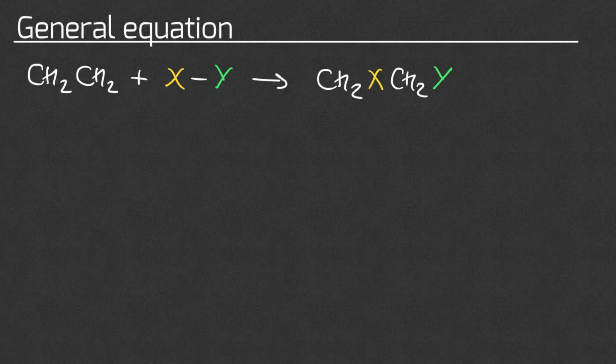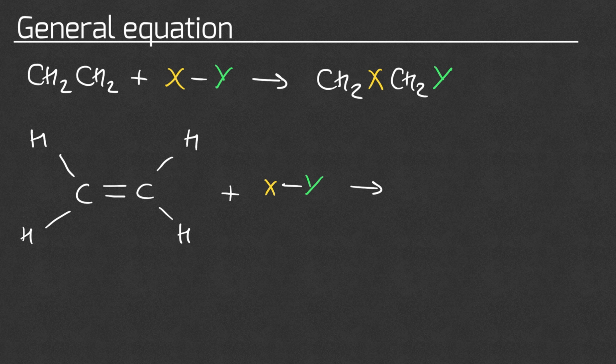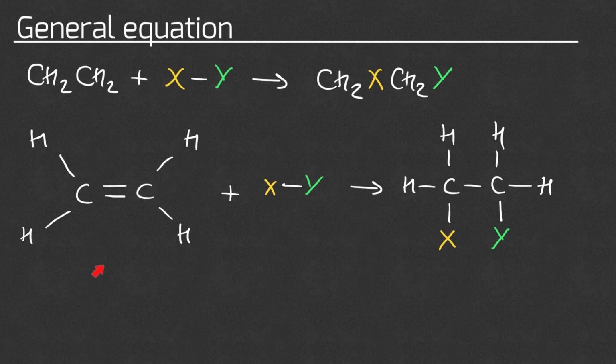The product of this reaction is where we add the X onto one carbon of the alkene double bond and the Y onto the other carbon of the alkene double bond. To help us visualise this, we'll now look at this as a displayed formula. So we've got our starting material, our alkene, and our electrophile in the format of XY. And as we can see in the product, we've added the X onto one carbon and the Y onto the other carbon. So we've gone from being an alkene to a new molecule which is now saturated. We can't add any more bonds onto this molecule.